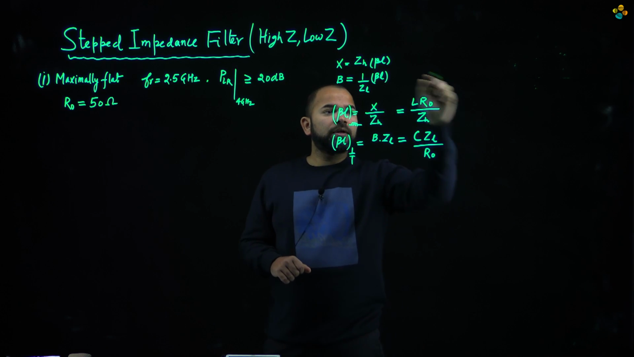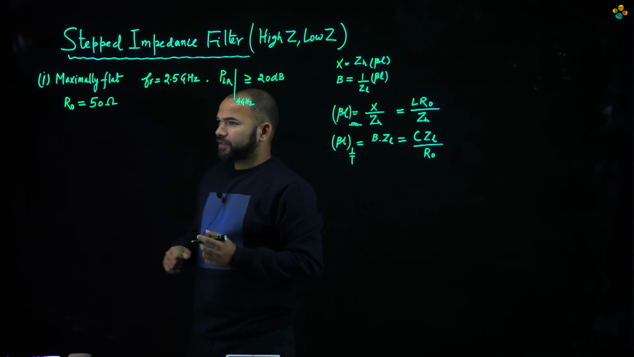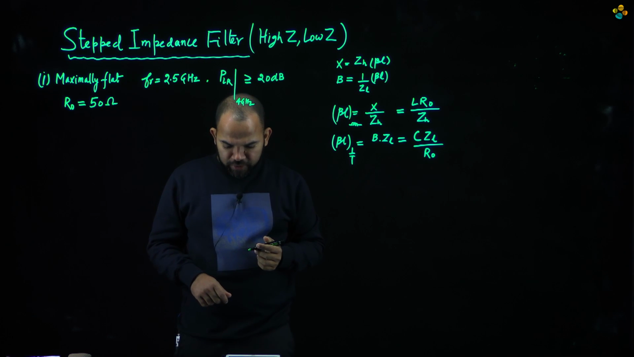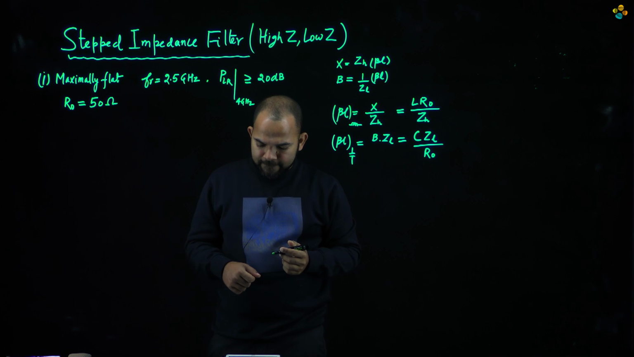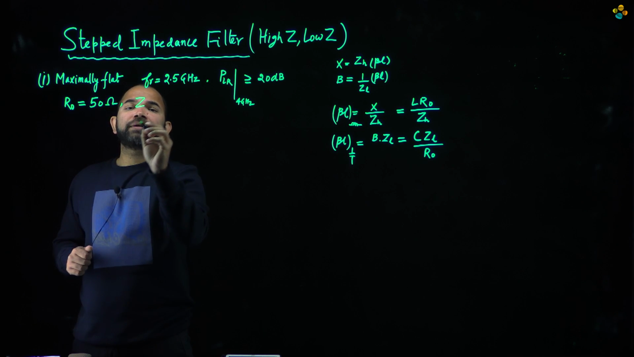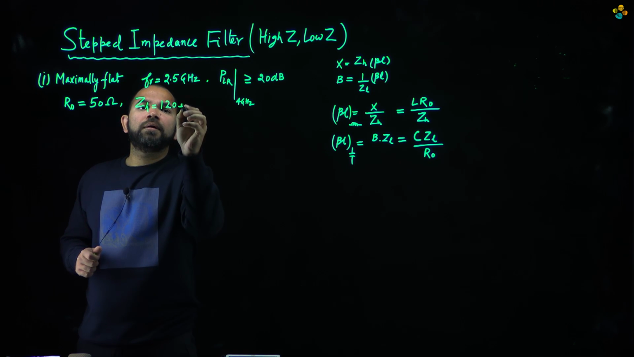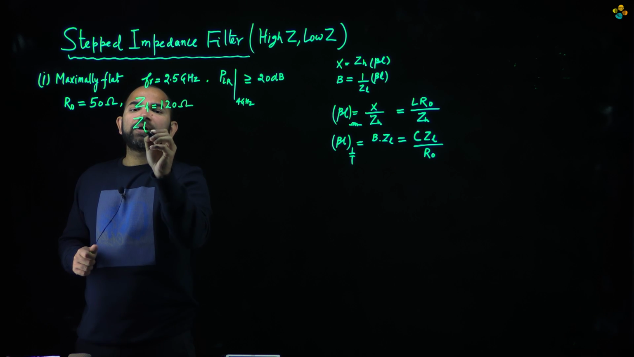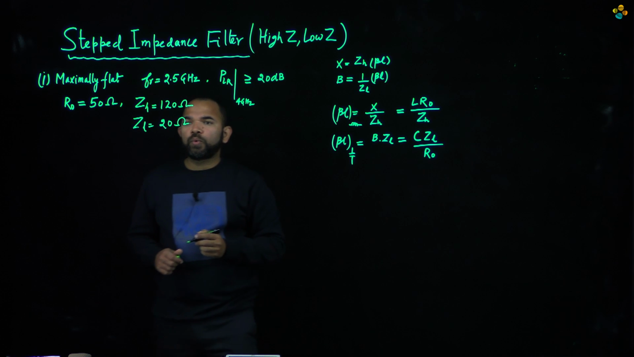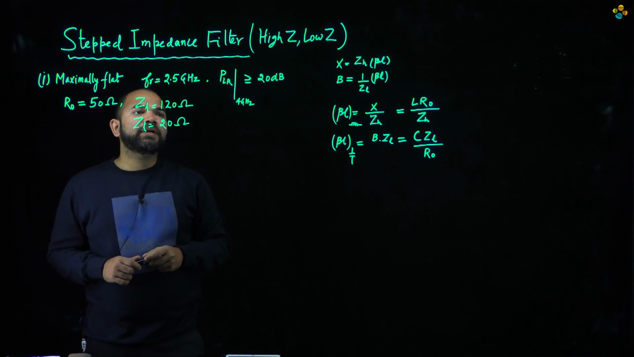So this is what is given in the problem. This is the formulation we have to use for a low pass filter design using the step impedance transmission line method. And there is one more thing given: the maximum impedance that you can realize, Z high, can go up to 120 ohm, and the smallest impedance you can implement is 20 ohm. So this is the information given as far as the problem is concerned.